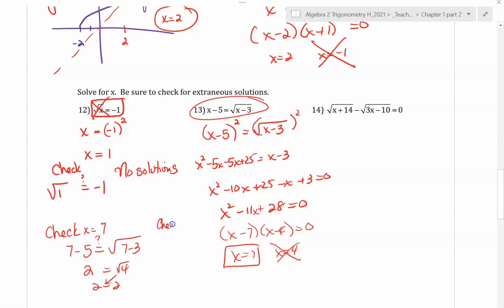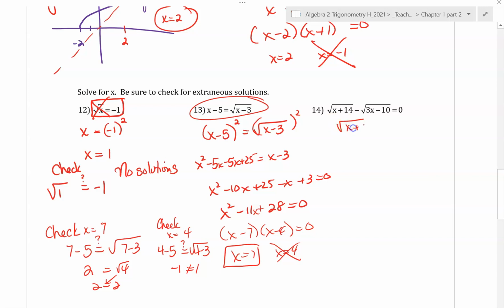But this time we're going to check x equals 4. So you go to your original problem, and you want to know, is 4 minus 5 equal to the radical 4 minus 3? Negative 1 is not equal to 1, so you would say 4 is not a solution. Okay, let's go ahead and try 12.